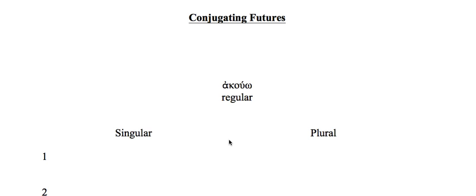If you recall, in last week's lesson, we talked about how to conjugate present and future tense verbs in the active mood. In this video, I'd like to provide you with a more concise look at how to conjugate future verbs specifically. The first verb we will look at is the verb akuo. Akuo means I hear.